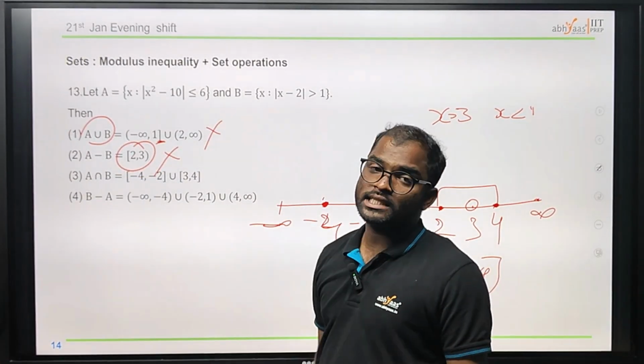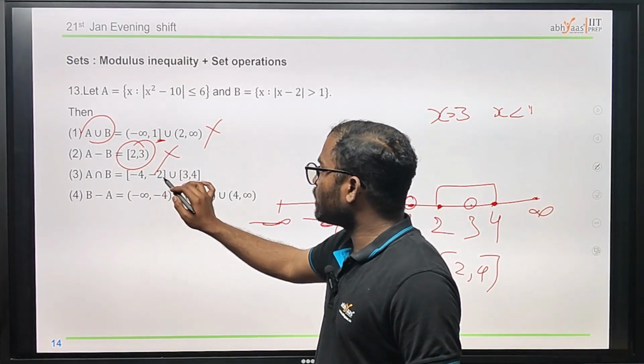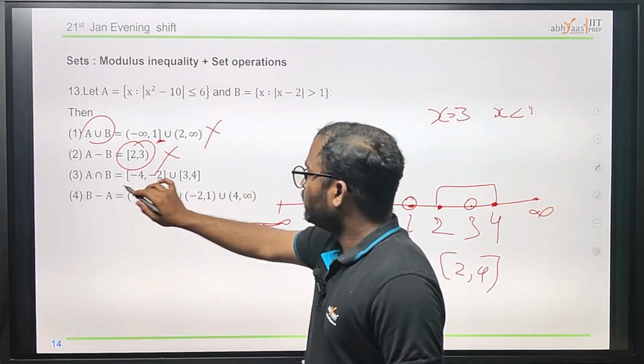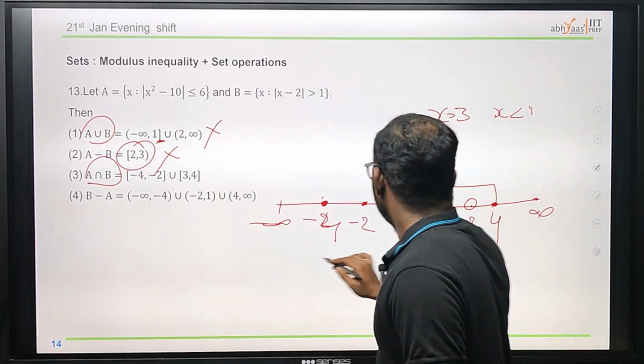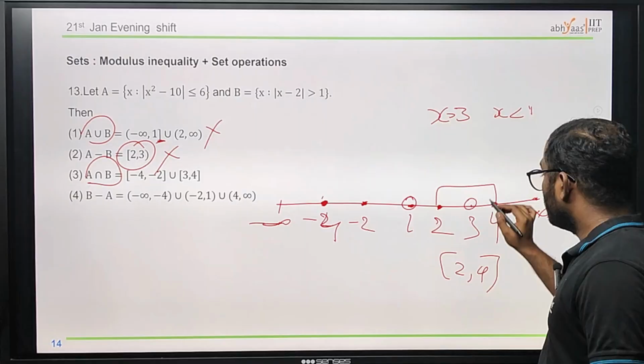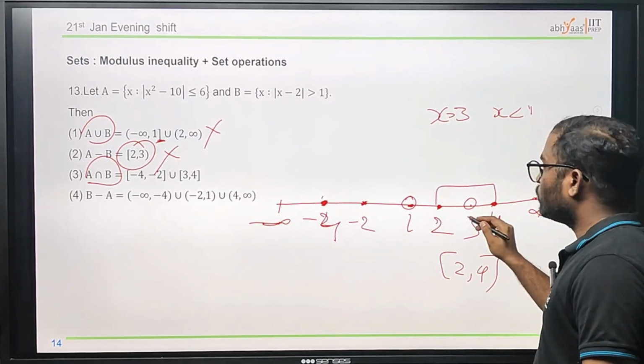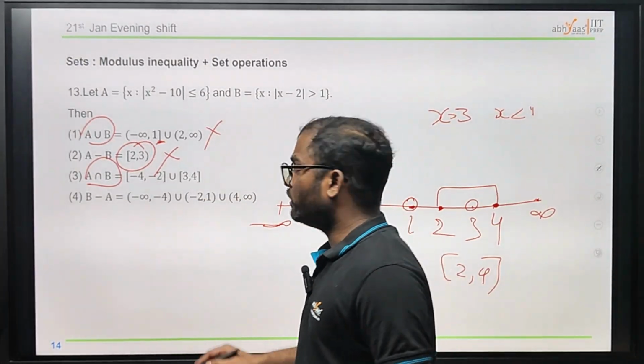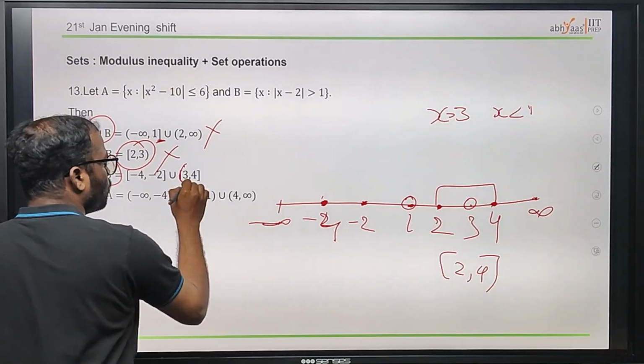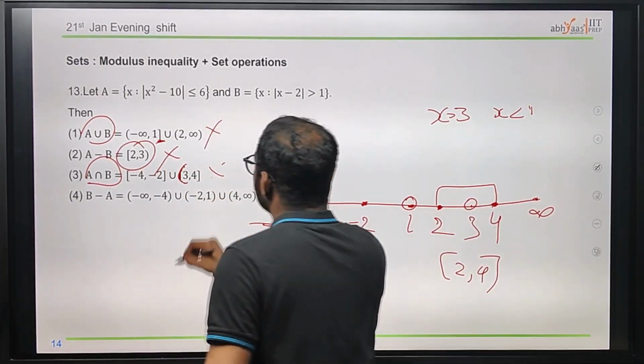And in A intersection B we have minus 4 comma 2, it is okay, but when we do A intersection B, in the B elements we don't have 3. But they are saying 3 is also included, therefore this has to be open. Therefore it is also wrong.